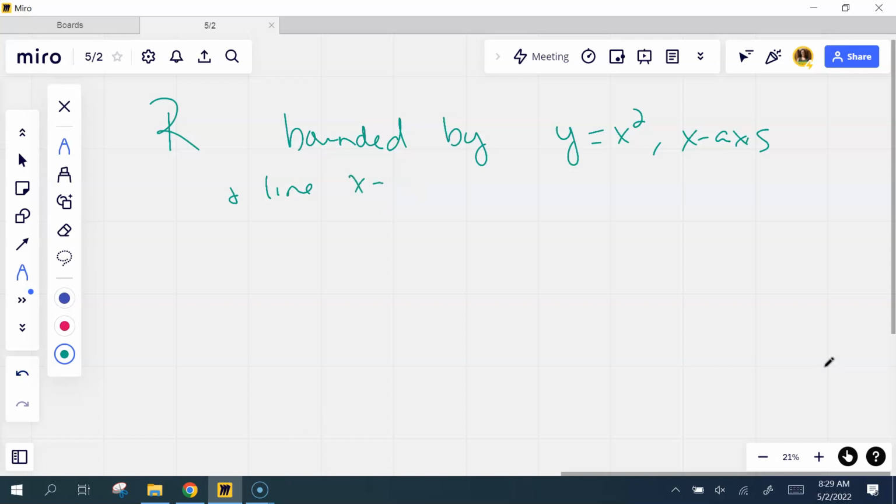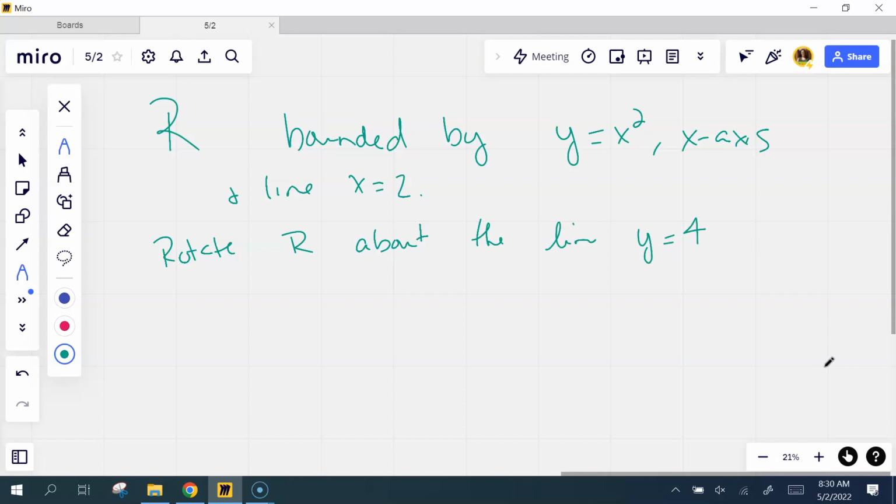And the line x equals 2. What is the volume if you rotate R about the line y equals 4?